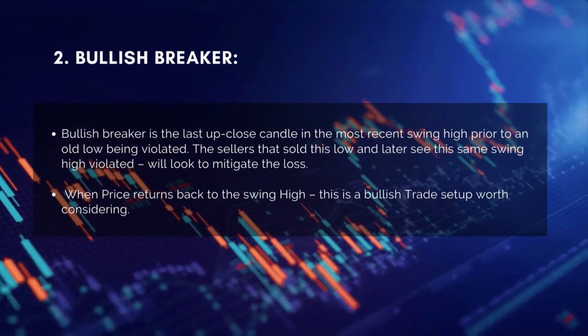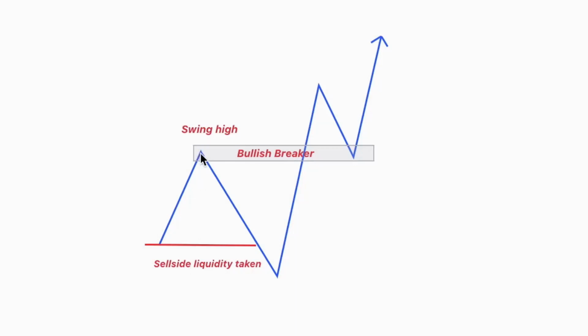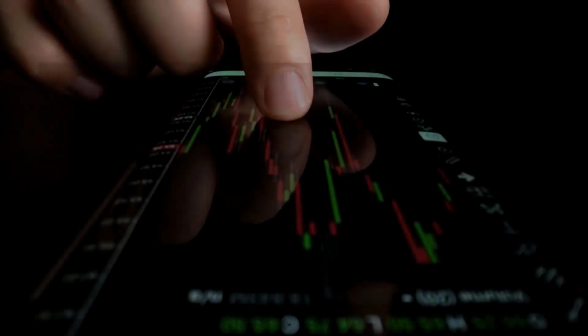Let's see a figure of a bullish breaker. In this figure, we have this last up close candle that leads to this bearish move making a lower low. This last down move was created on purpose by market makers to take sell-side liquidity. After the break of this swing high showing bullish momentum, we wait for the price to return to the breaker to put a long position.